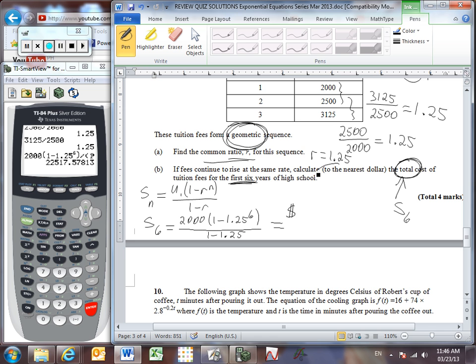It does say to the nearest dollar, so this is one where they were very specific about what they wanted you to round to. It's another good expression to circle. So 22,517, and because of the .57 being bigger than .50, it's obviously closer to $22,518.